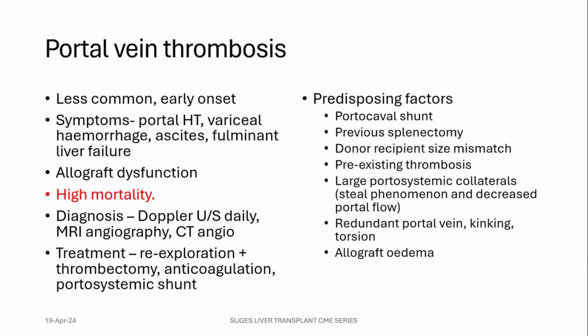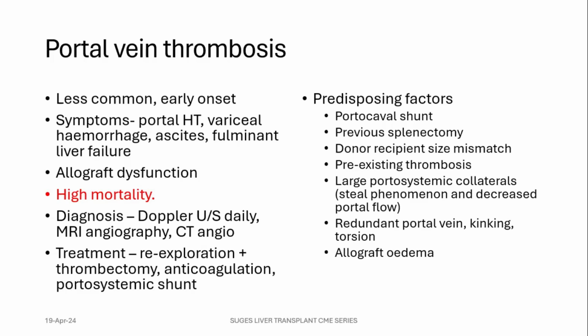Then we look at portal vein thrombosis. This is less common, but when it does occur, it occurs early, in the early post-transplant period, and the patient presents with features of portal hypertension. They may have variceal hemorrhage, they may have ascites, they may even end up presenting with fulminant liver failure as the blood supply to the received organ is reduced. That ends up with allograft dysfunction, and you'll see that in the liver function tests: elevated transaminases, elevated bilirubin levels, and problems with the PT-INR, all of which show liver failure.